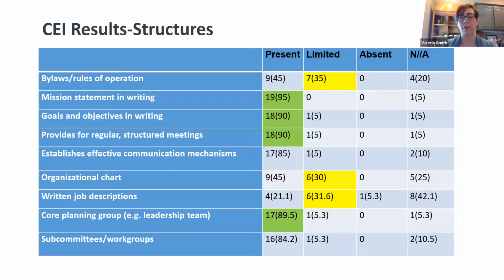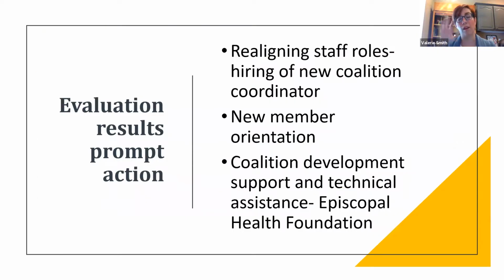So it's great to survey people, but really what you need to do, to me, data is only helpful if you take action on it, right? One way or another. And so this is what our improvement plan based on those evaluation results included. We spent some time realigning the staff roles, and we actually hired a new coalition coordinator who's a part-time person who does a lot of the administrative pieces for us.